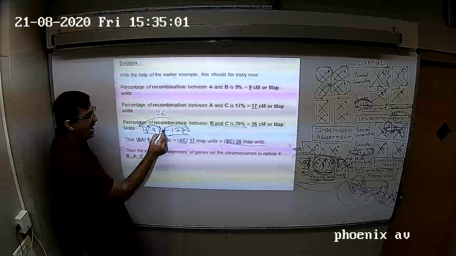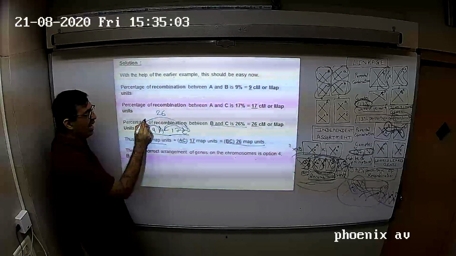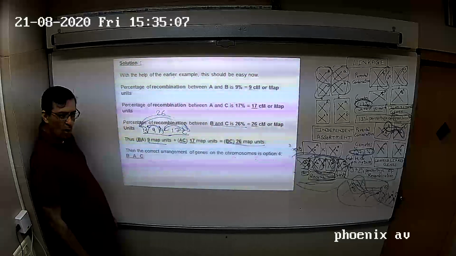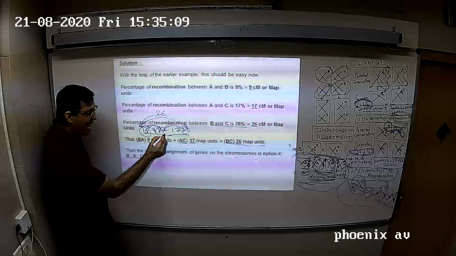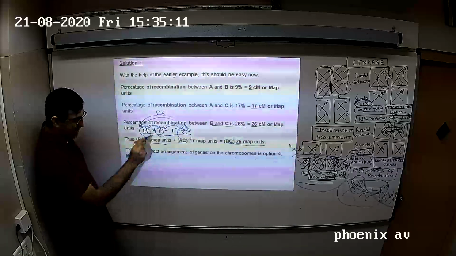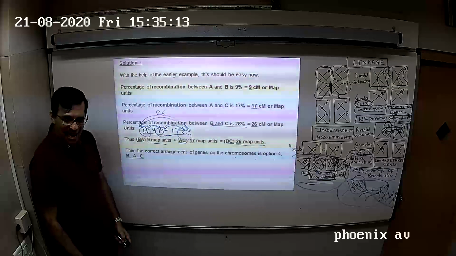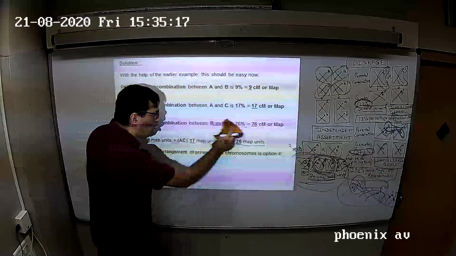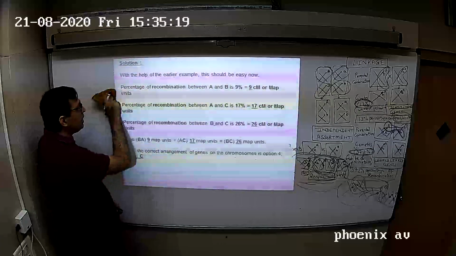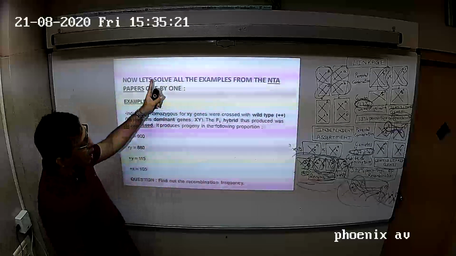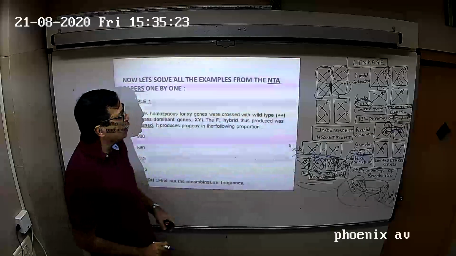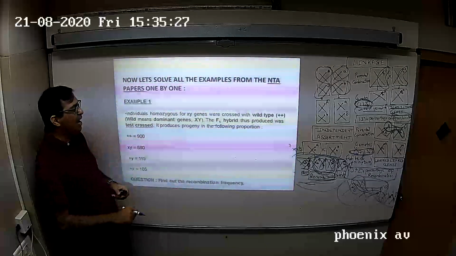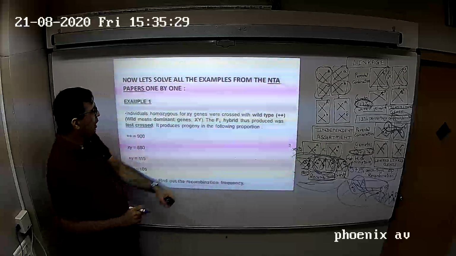So 9 plus 17 equals 26. So what is the correct sequence? B, A, C. The correct sequence is B, A, C. And now this becomes very simple. I'm sure you all have understood this. Now let's solve the examples from the NTA paper one by one, the ones that have appeared in NTA.